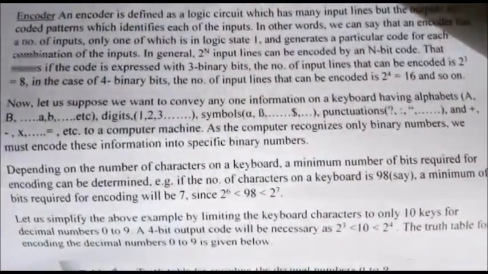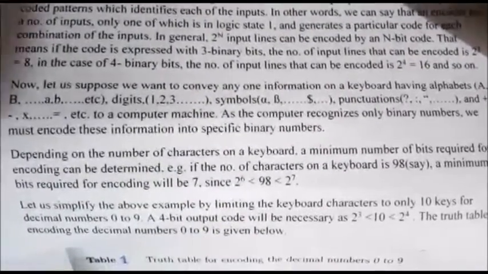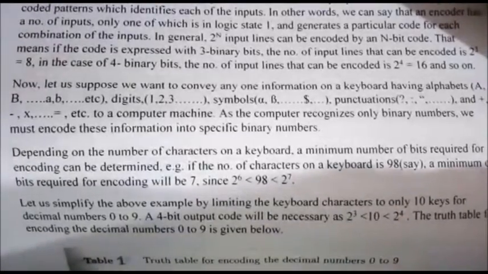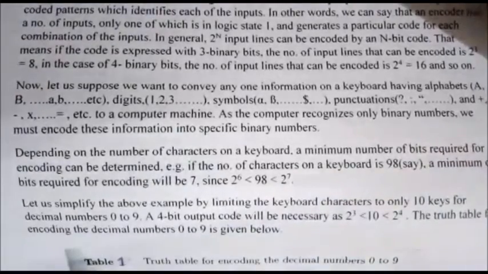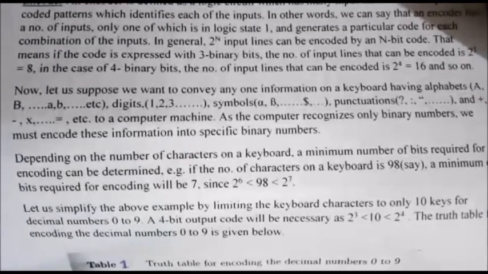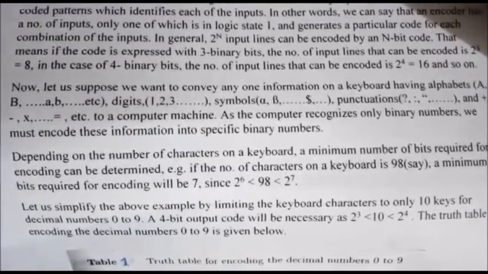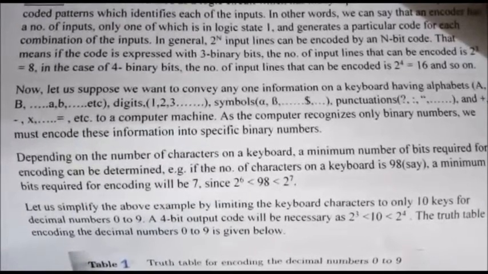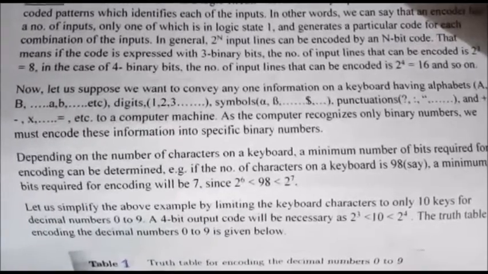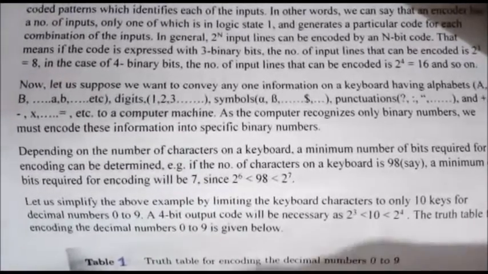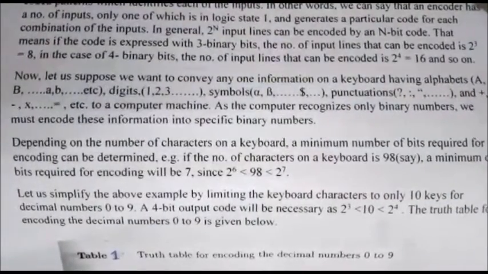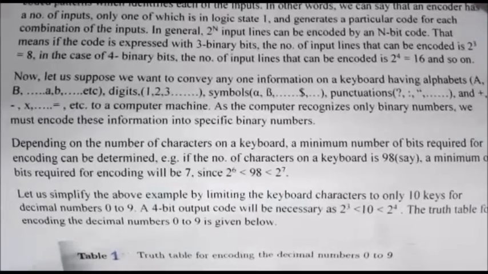Now, let us find out why this coding is necessary. Suppose we want to convey some information from the keyboard to a computer. The information may consist of alphabets, digits, symbols, punctuation, and arithmetic operations also. But the problem is that the computer recognizes only binary numbers. So we must encode this information into specific binary numbers.